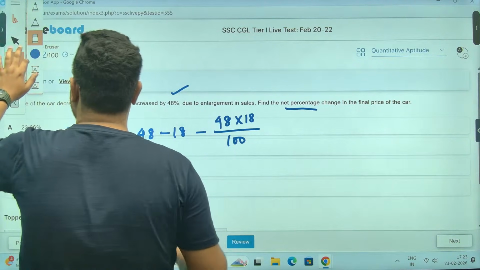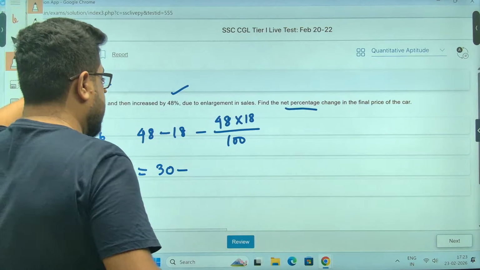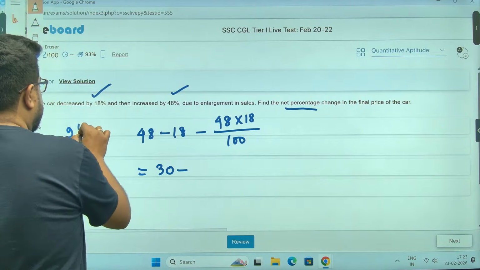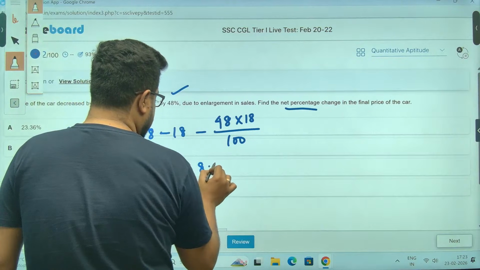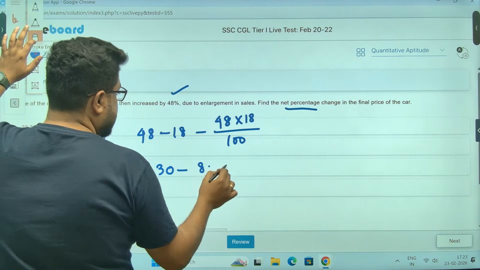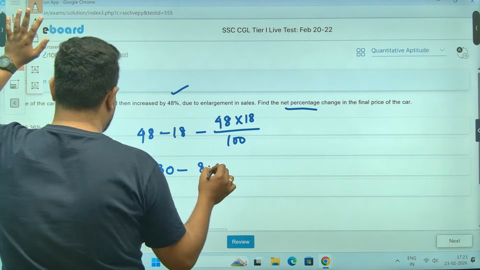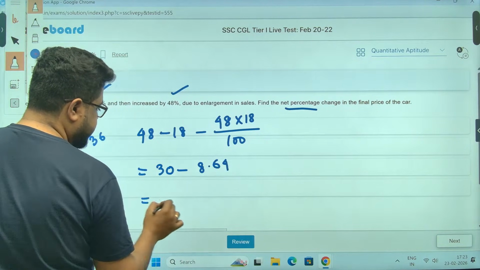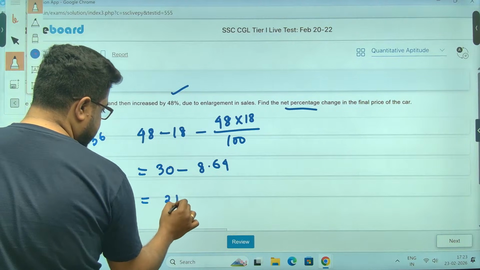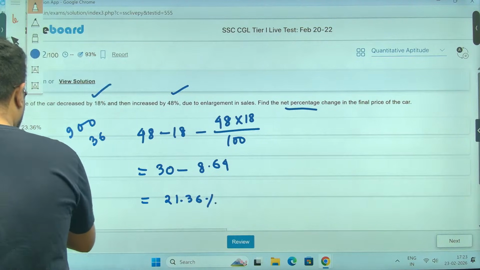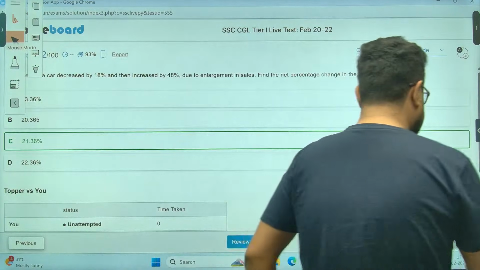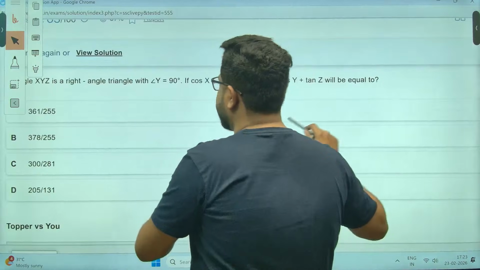I've done something wrong. Ruk jao. Sir, I took an extra 0. 9 minus 0.36 is 8.64. Sorry, extremely sorry, sir. 8.64. 30 minus 8.64, so this will be 21 point something: 21.36. Sir, option C is the answer. Very simple. I messed up the calculation the first time.